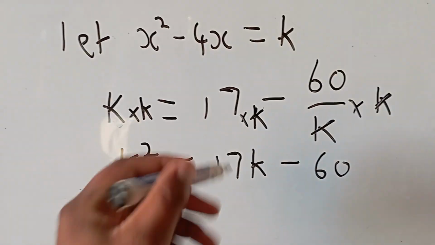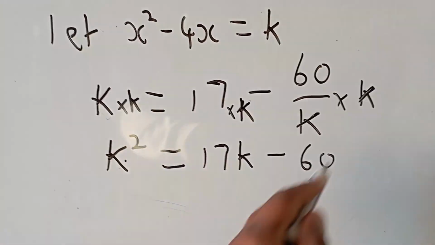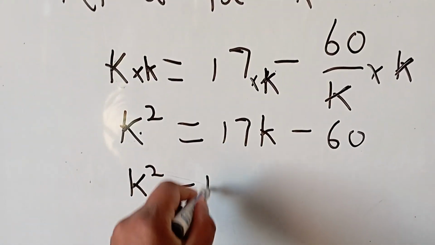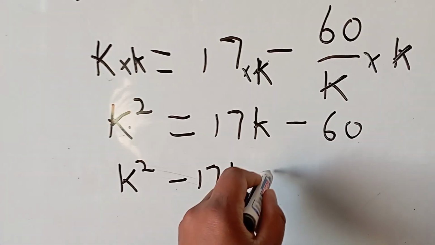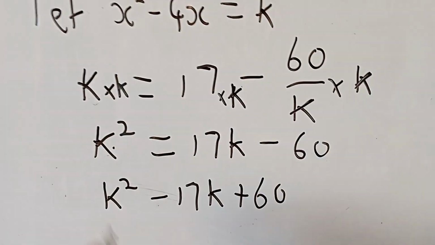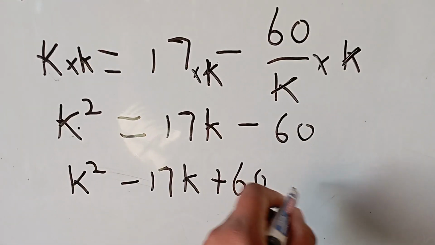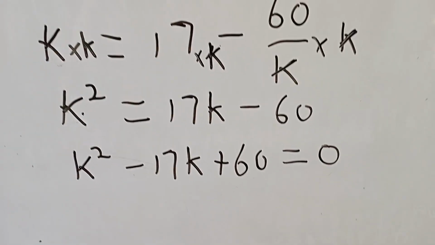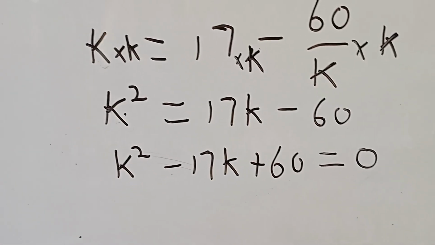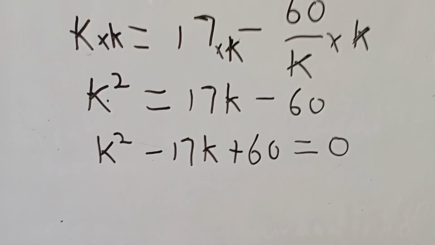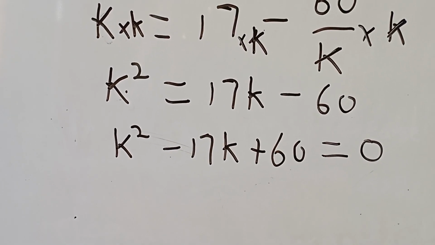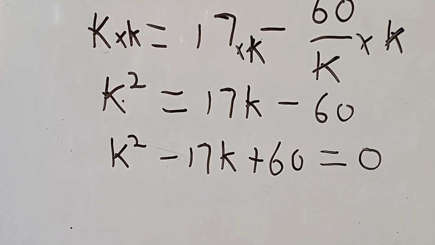Right. So we'll take 17k to the left hand side and 60 to the left hand side. So we remain with k squared minus 17k plus 60, because they change sign when they are transferred to the other side of the equation, is equal to 0. So when you have it like this, we can find factors of 60 that will give us 17.